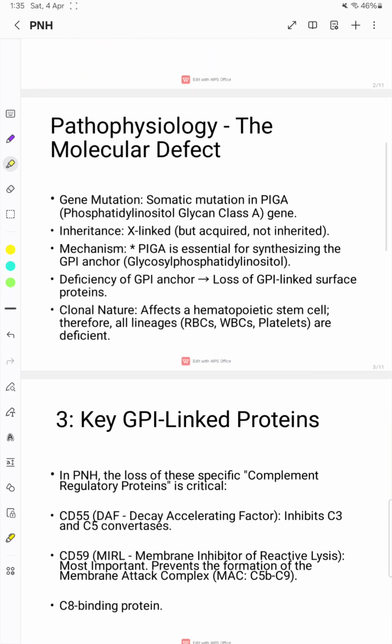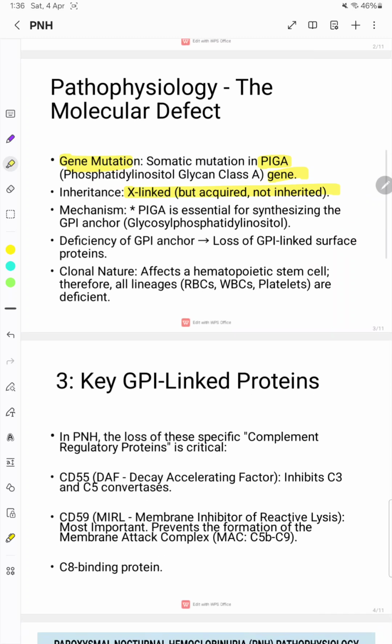Now we'll see the pathophysiology of PNH. The gene mutation seen in PNH is a somatic mutation in PIGA, which stands for the phosphatidylinositol glycan class A gene. So the PIGA gene is mutated in PNH. This gene is present on the X chromosome. As we have already said, this is an acquired genetic disorder, not an inherited genetic disorder.